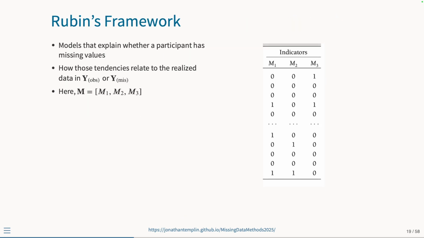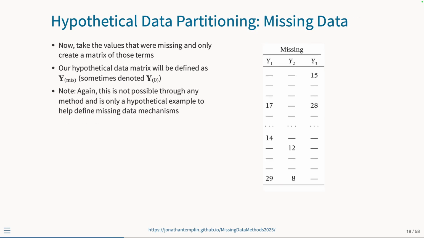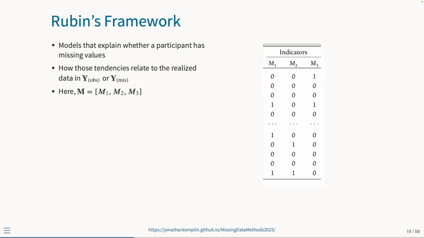All right. So Rubin's framework models basically explain whether a participant has missing values, right? So here, for each variable, we come up with an indicator of whether we observed it or it was missing in our complete data, Y complete. Not Y complete, Y observed, excuse me. So in Y observed, that's a binary indicator, right? And this is just an indicator of what is there or not, right? And so we can talk about M being maybe a set of 3 vectors, right? So it's like a matrix itself.